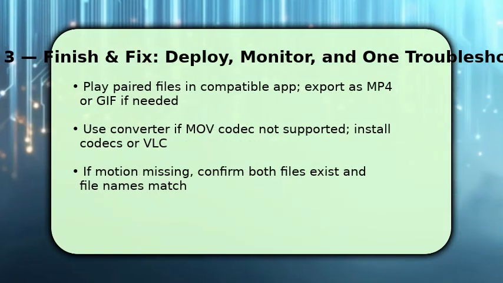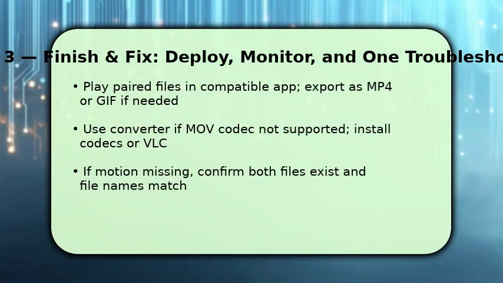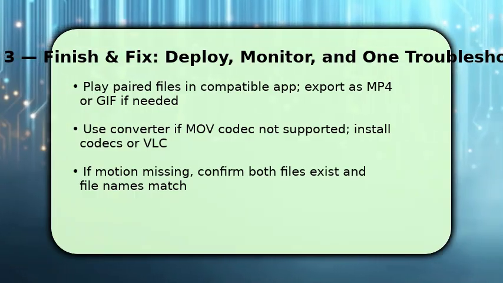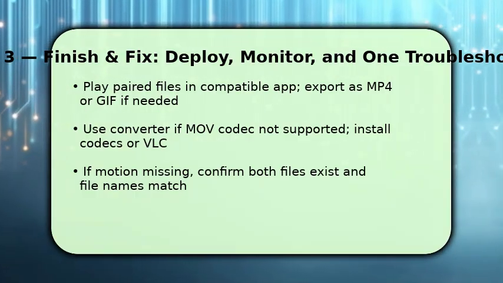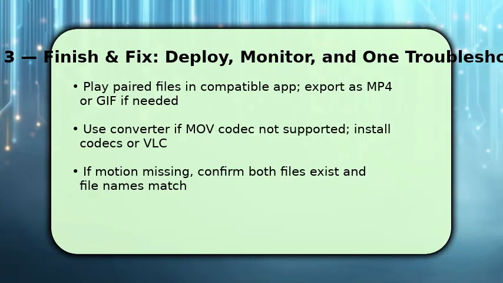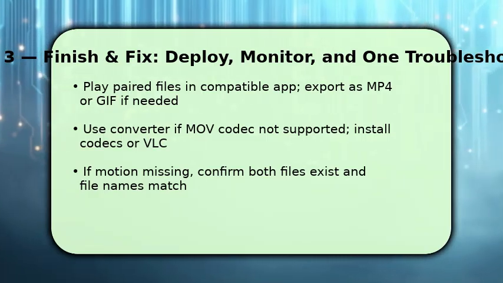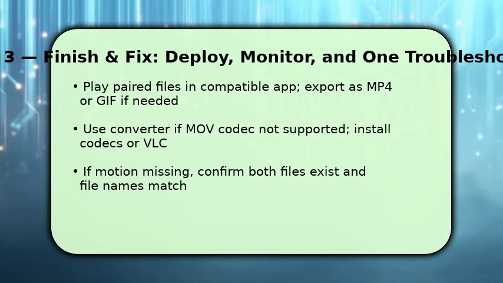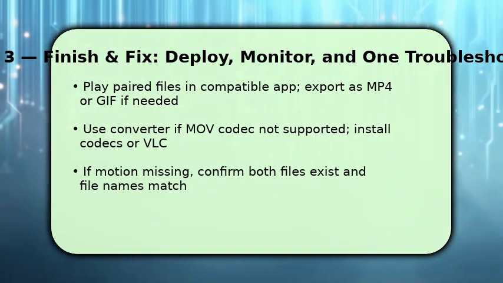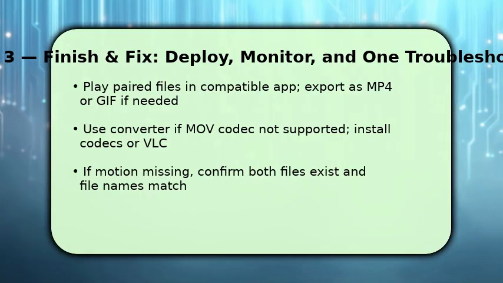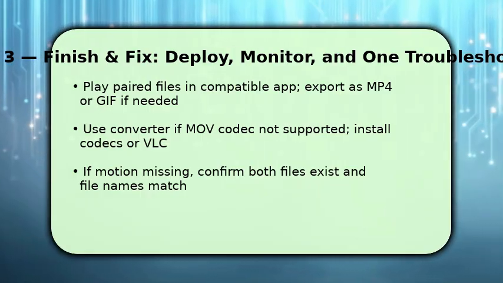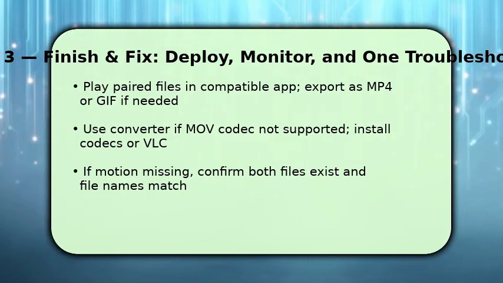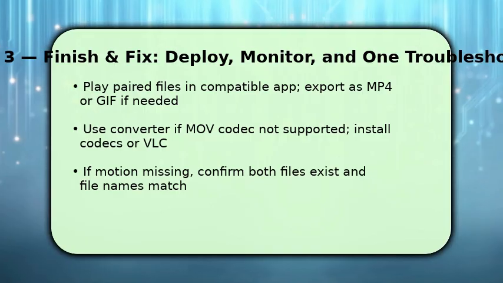Finally, play the paired files in your chosen app. If you need wider compatibility, export the MOV as MP4 or create a GIF for sharing. If the MOV won't play, install VLC or the necessary codec, because many default players lack Apple's codec support. And if you don't see motion, check that both the JPG and MOV are present and share the same file name. If they don't, rename or re-import. This single troubleshooting step fixes most missing motion problems quickly.